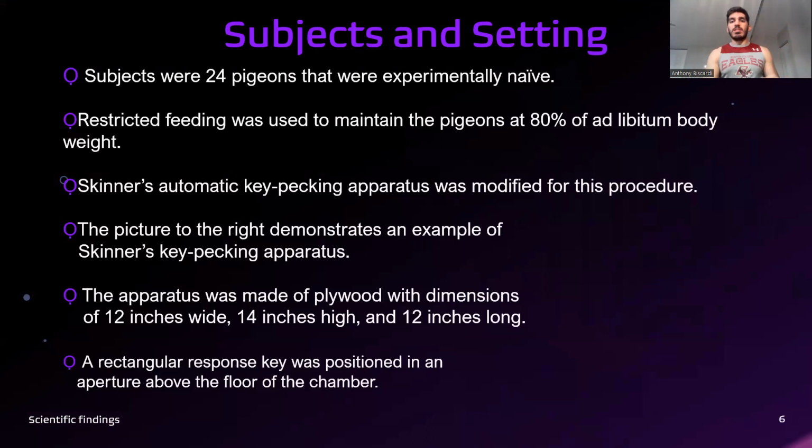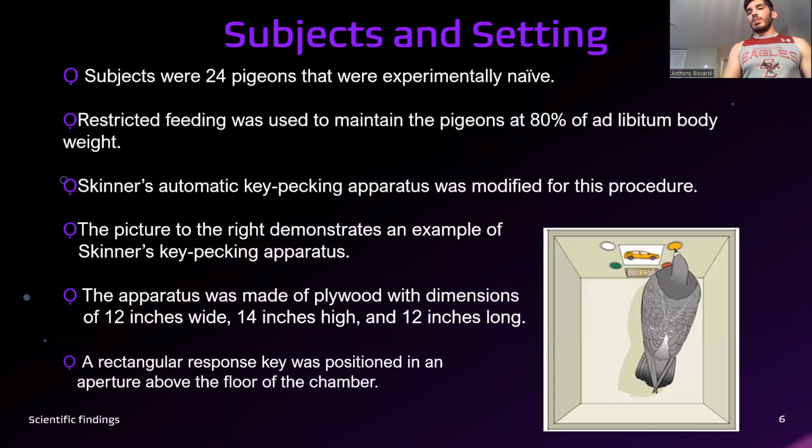They also used a Skinner's automatic key pecking apparatus and they modified it. So this is just a general operant chamber. Unfortunately, the article didn't show a picture of the apparatus, so I couldn't provide it here. So the picture is just an example, basically an operant chamber.